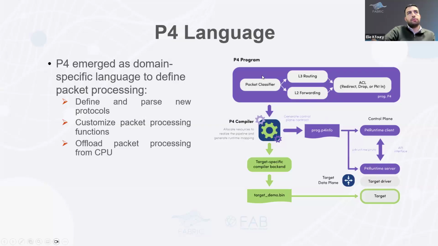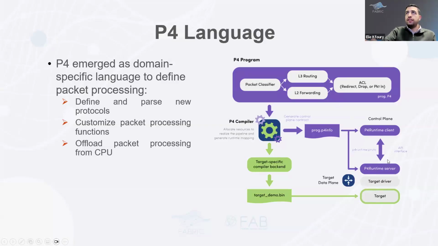The workflow is you write a P4 program. A P4 program could contain different blocks, different tables representing different logic. For example, maybe you can do packet classification, L3 routing, or L2 forwarding, and then you have an access control list. But you can do more interesting stuff than these. These are the basic ones. So you have your code. You use the P4 compiler. That's going to generate a binary that will be pushed to the target.